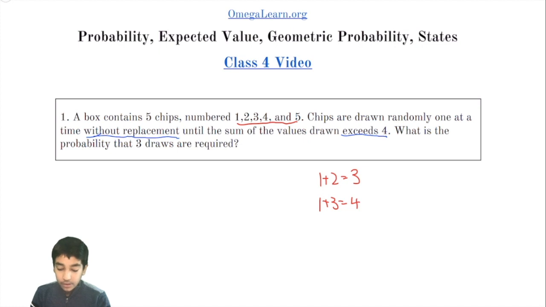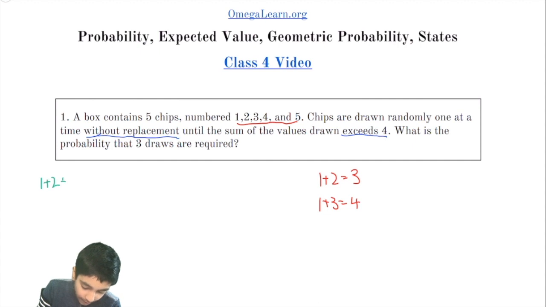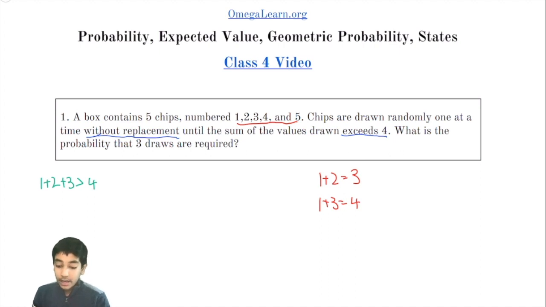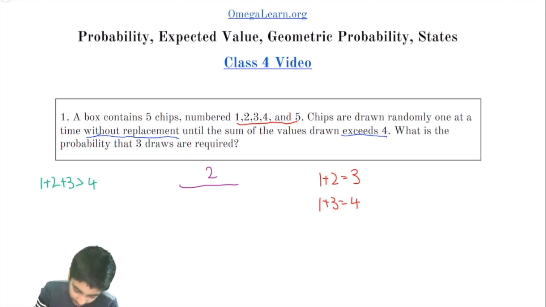So only if these two combinations of two numbers are picked will we require 3 draws. And we will never need 4 draws, because no matter what first 3 numbers we choose, we will always exceed 4. So basically, 3 draws is definitely enough, and 2 draws is most of the time enough. There are 2 possibilities where 2 draws is not enough. So 2 out of, well, how many different possibilities are there for 2 of the chips? 5 choose 2, or 10. So the answer is just 1/5.